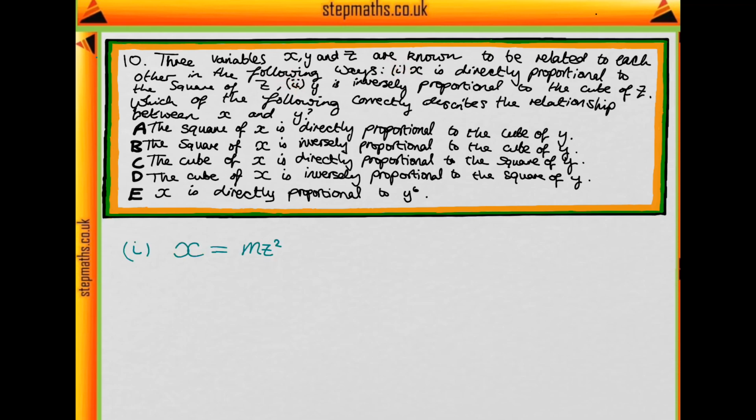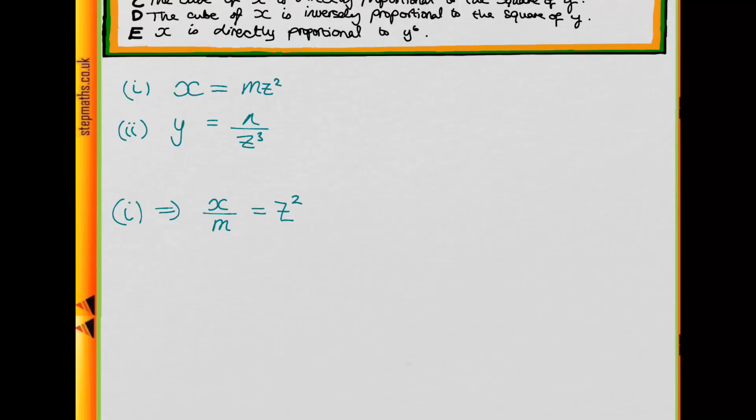So x is directly proportional to the square of z, so x equals some multiple of z squared. And similarly, y is equal to n over z cubed, so it's inversely proportional, which is where the division comes in. So now what we're going to do is rearrange this first one so that we get z squared. So we have z squared is equal to x over m. And now we're going to substitute this first one here into what we have for y here. So let's do that now.